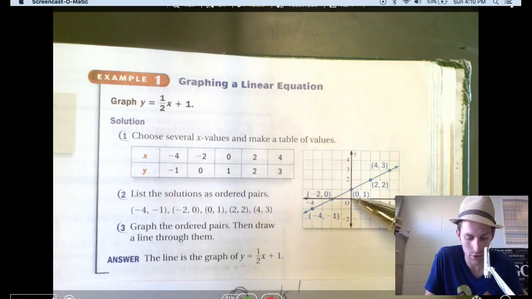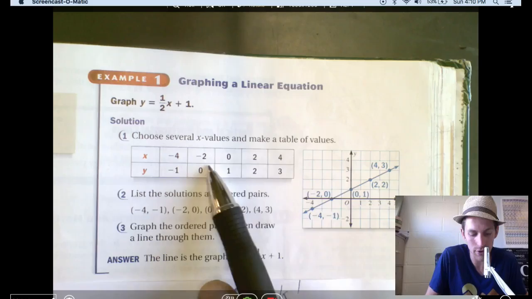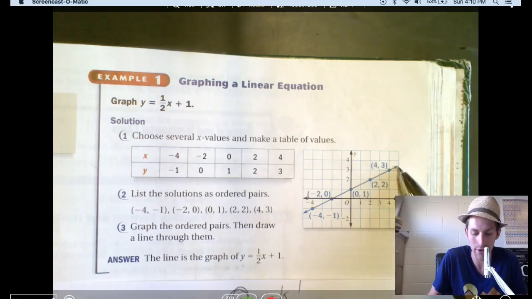Negative 2 would be here. That's always the x, the horizontal, negative 2, 0. Well, don't go anywhere in the y, it's 0, so there's the point. They graphed all of these, they plotted all these points, and then look, it obviously makes a pattern. It is a line. That's a positive slope.